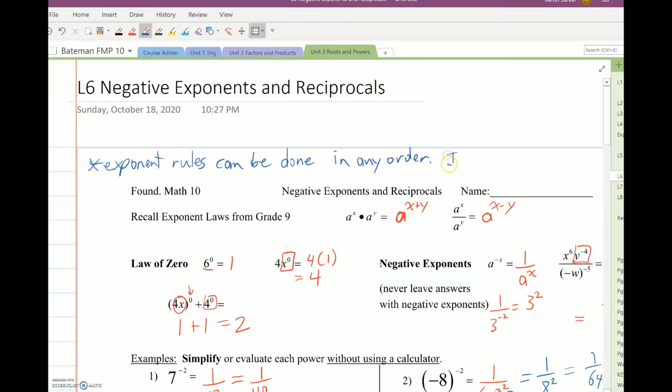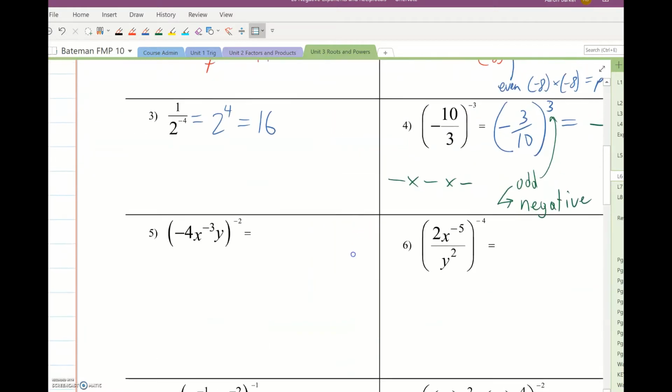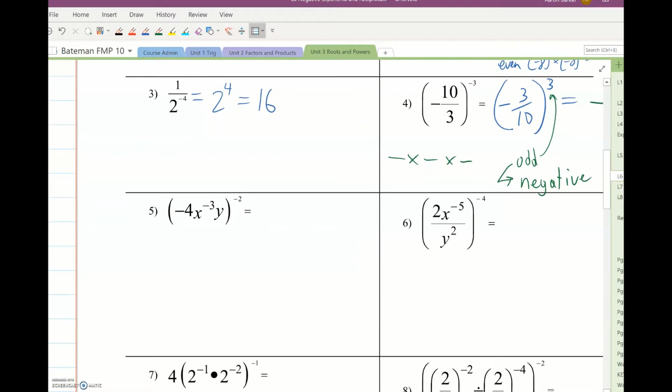If done correctly. Okay. So if you're going along and you're stuck, what could you do? Go back, start again. Try a different rule first. Okay, try a different rule first. Okay, here we go. So I always find it's easiest to fix your negatives first. So we have a negative 2, let's fix that. What is that going to become?